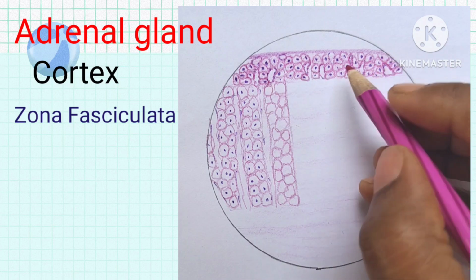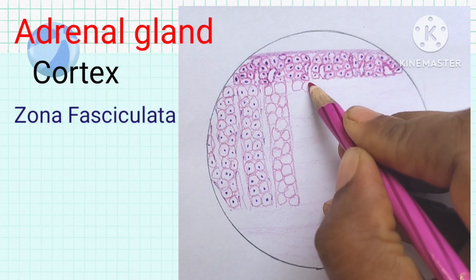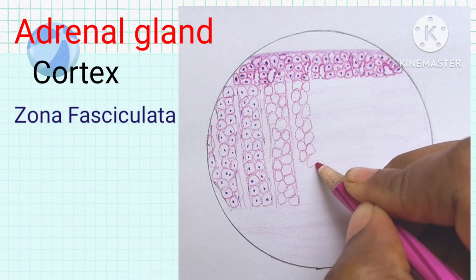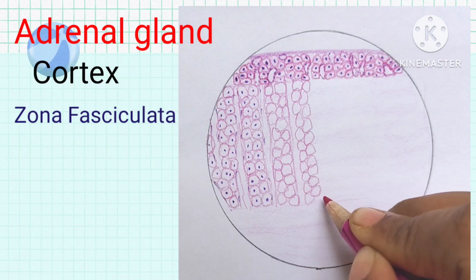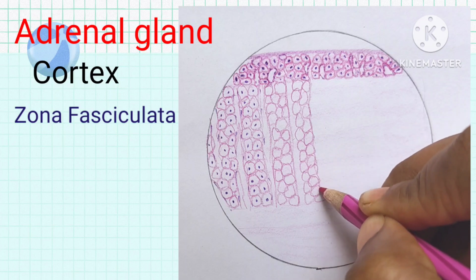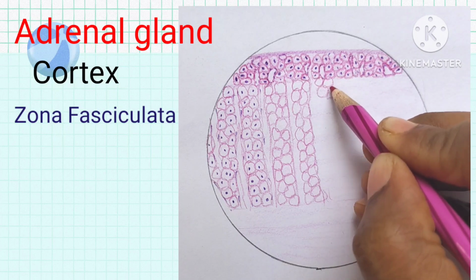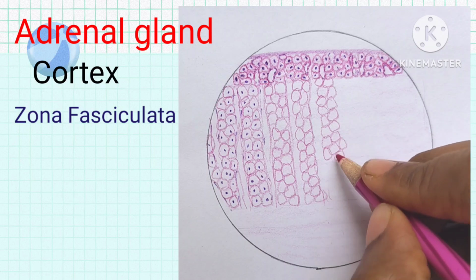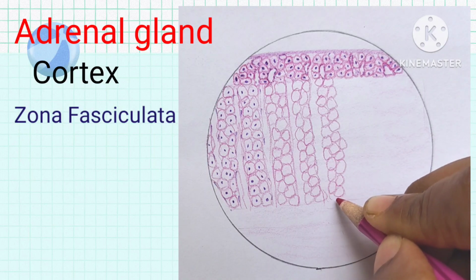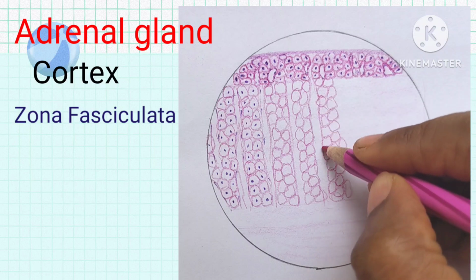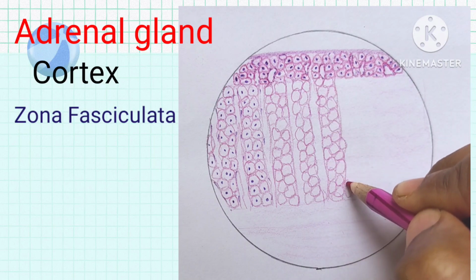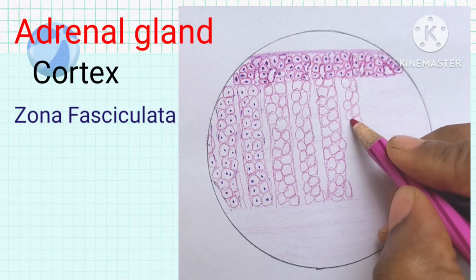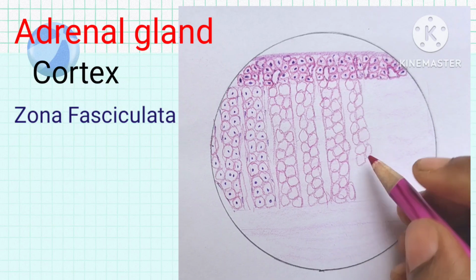These spongiocytes secrete glucocorticoids, which regulate the carbohydrate and protein metabolism of the body. The example is cortisol, which is diabetogenic, so it regulates the glucose level in the blood. Make sure this layer is lightly stained compared to the other two layers of the cortex. The cells are polyhedral, a little bigger in size compared to the other cells, and very lightly eosinophilic.